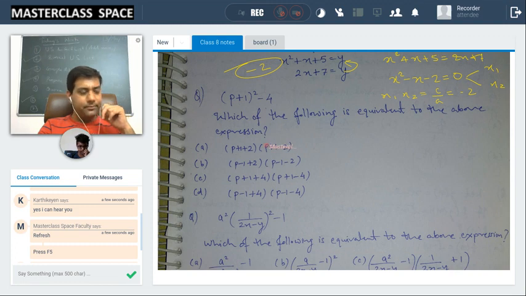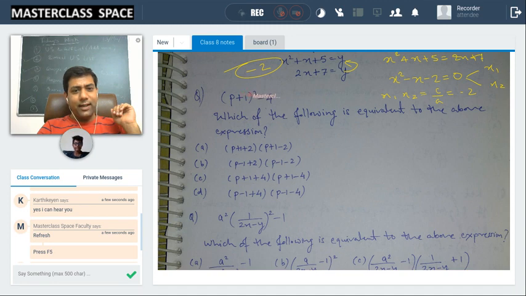How did you do it? I expanded (p plus 1) whole square, and then I got a quadratic equation because of the minus 4 as well, and then I split the middle terms, and then I got (p plus 3) in brackets and (p minus 1) in brackets. That's basically the first one. Do you need to do all these things? You are doing everything, but do you really need to?